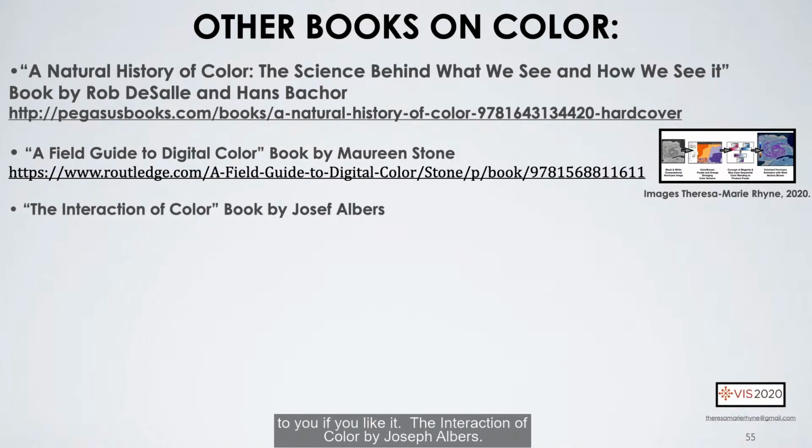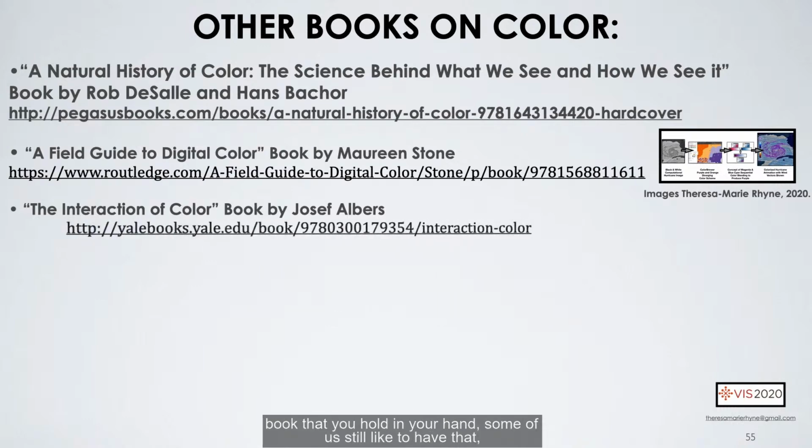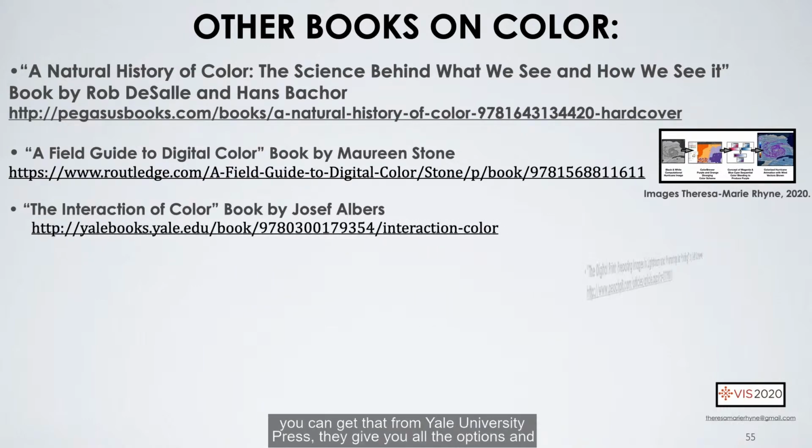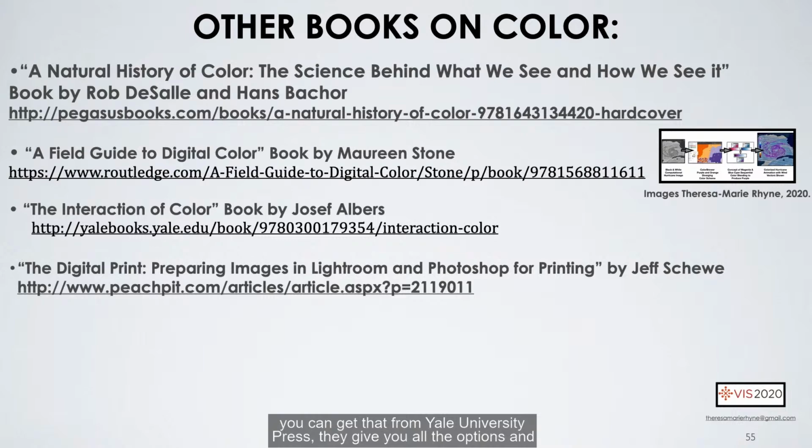The Interaction of Color by Josef Albers. You can now go ahead and get the app. The app is set up so that you can actually get digital sections of the book in it when you pay for the app. But if you want to actually have the book that you hold in your hand, some of us still like to have that, you can get that from Yale University Press. They give you all the options. They show you how to get the app, how to get the high-quality coffee table book, how to get the more portable, less expensive book that he's got.